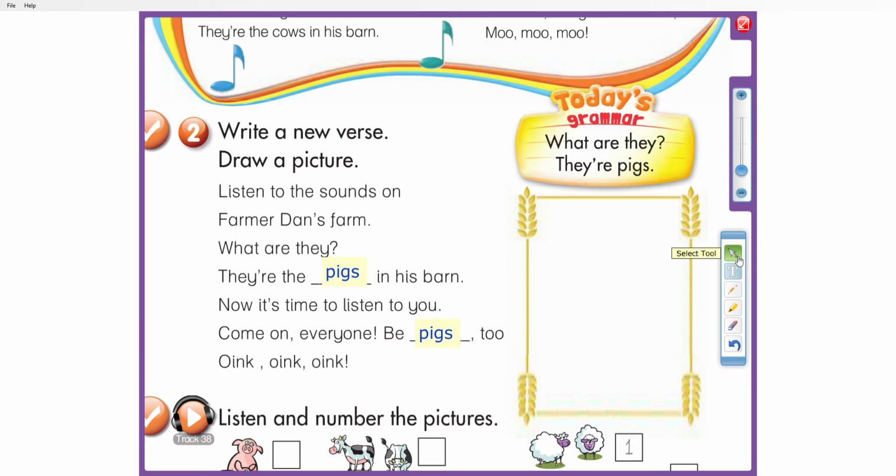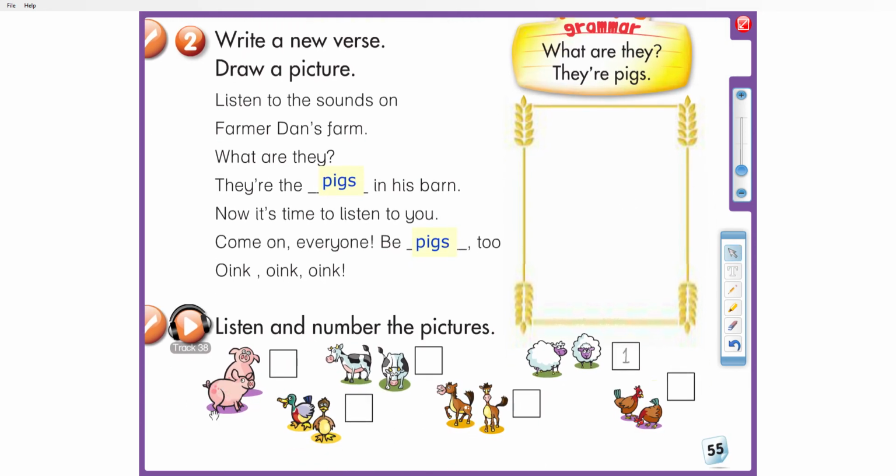Do you know how to draw a pig? It's easy. This is the pig. Let's draw the pig together. Okay? So, first of all, we're going to draw a circle like that. Then, draw the ears. Then we're going to draw the eyes. Then we are going to draw the nose and make two holes here.